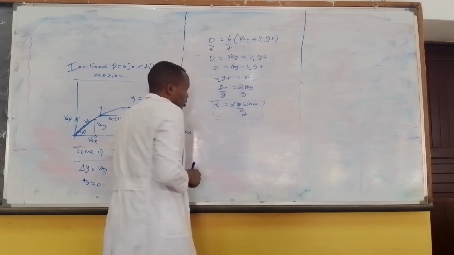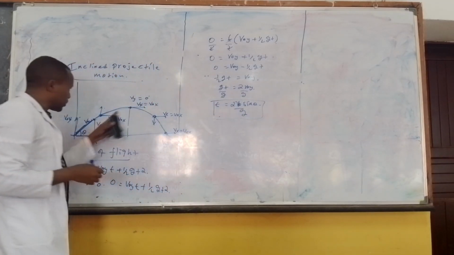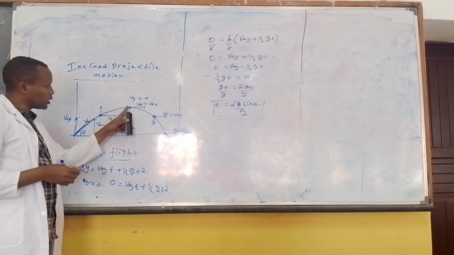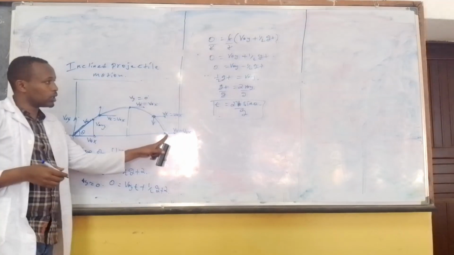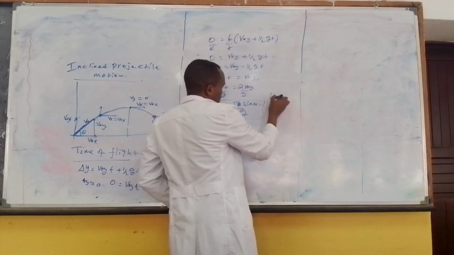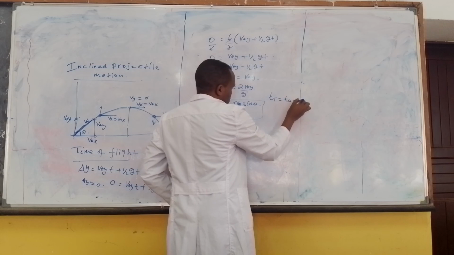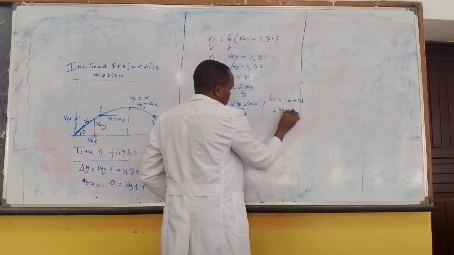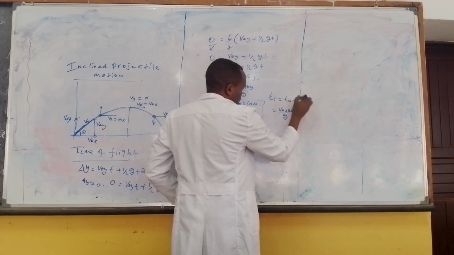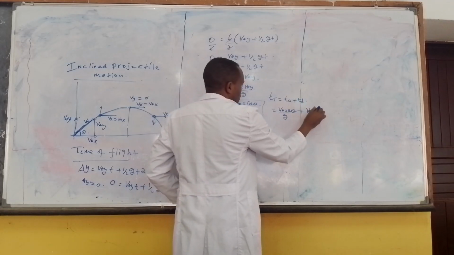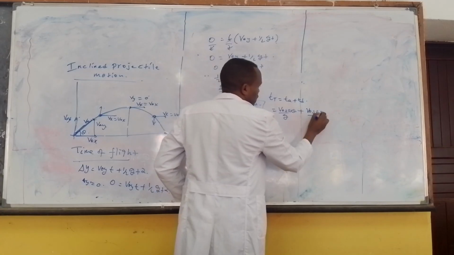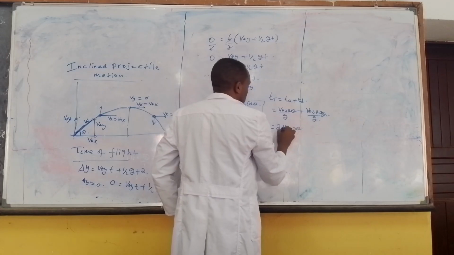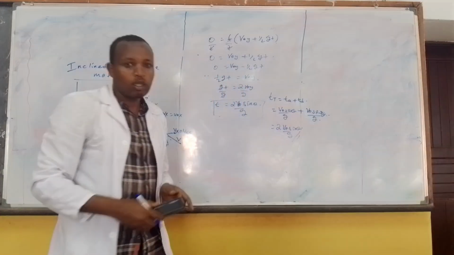Total time is the time to reach maximum height plus the time to reach the ground. We sometimes call these the ascending time and the descending time. So total time equals time of ascending plus time of descending. The time of ascending is V naught sine of theta over gravity, and the time of descending is also V naught sine of theta over gravity. So twice V naught sine of theta over gravity is the time of flight.